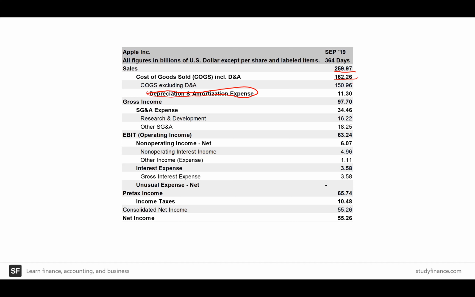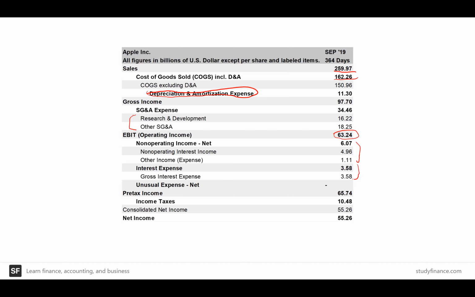So in this income statement, operating expenses is simply denoted as SG&A, or sales, general, and administrative expenses, and encapsulates research and development along with other SG&A. Subtracting SG&A from gross income gets us to our EBIT number, or operating income, right here. So after EBIT, we have our non-operating income and expenses and our interest expense.